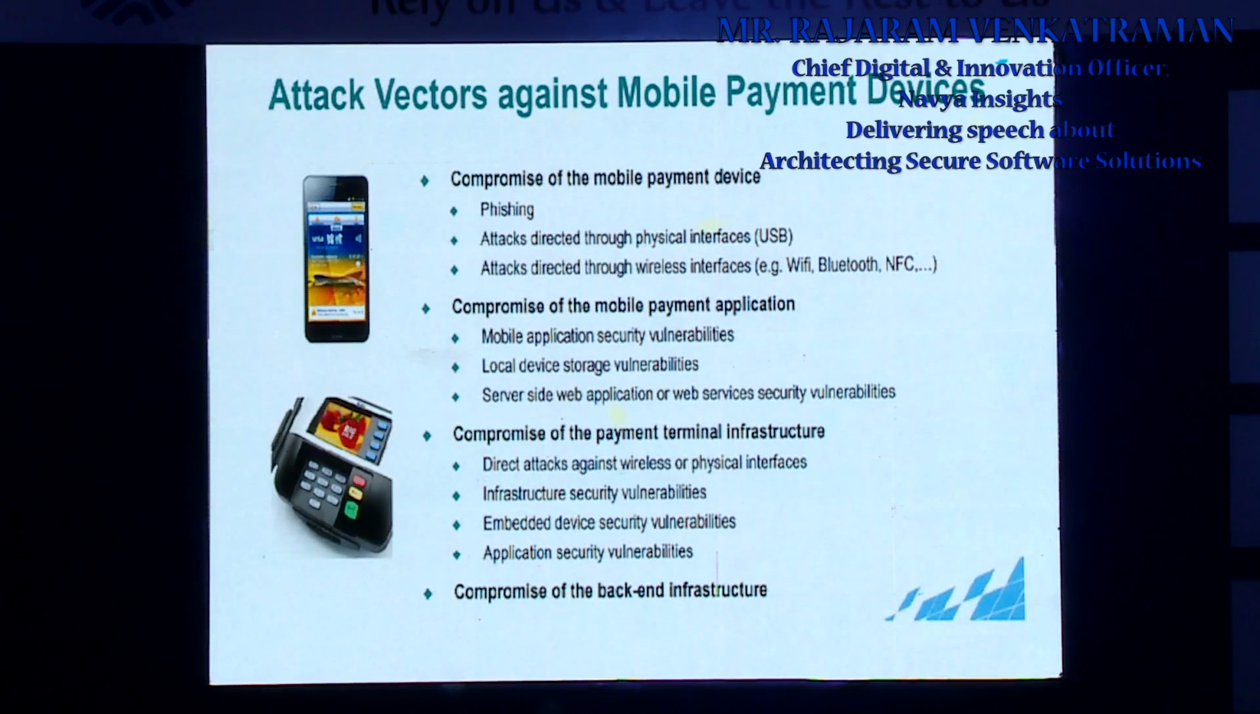What are some of the attack vectors against mobile payment devices? They are classified into various areas. On the mobile payment device itself, phishing for critical information through USB, through NFC and Wi-Fi, Bluetooth, through wireless interfaces. You have attacks on the mobile payment application itself, exploiting security vulnerabilities and local device storage vulnerabilities. On the terminal infrastructure, wireless and physical interfaces, security vulnerabilities on the device itself, and then on the backend infrastructure. We will be focusing on the application side a little bit more.